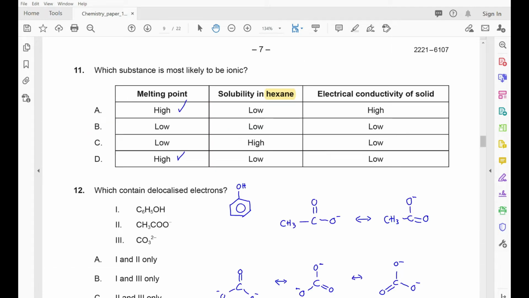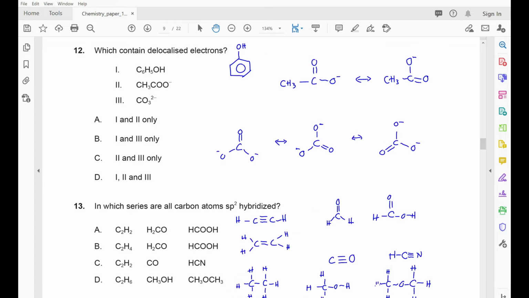Question 11. Ionic compounds usually have high melting point because they have very strong electrostatic force, and they are soluble in water but insoluble in organic solvents. And electrical conductivity is low for solid state because the ions are not freely moving. Answer is D. Right, question 12.